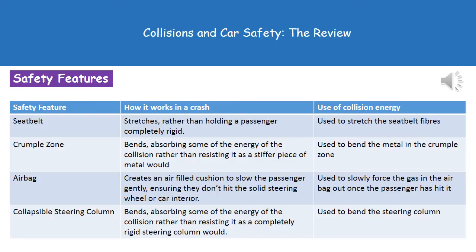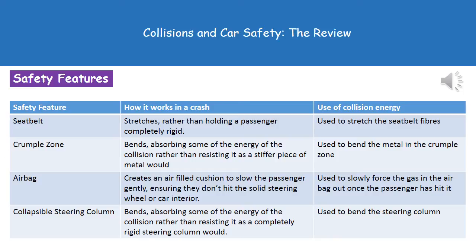So the first one we've got there is our seatbelt. Now what will actually happen during a crash is that the seatbelt itself is going to stretch rather than keeping the passenger held very rigidly against the seat. Because it's stretching, we're not going to have that very sudden change in momentum for the person. In terms of what happens to the energy from the collision, it's going to be used to stretch those seatbelt fibres.